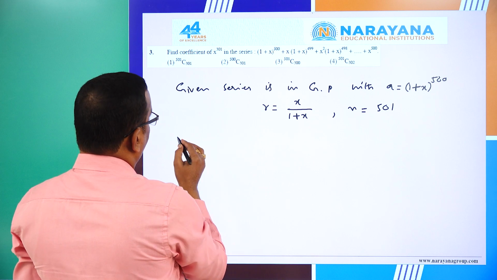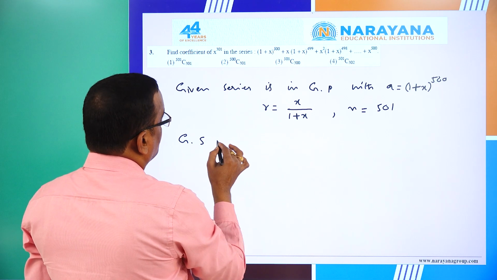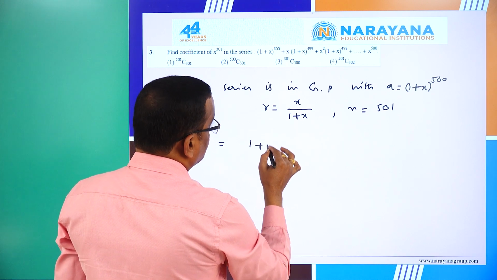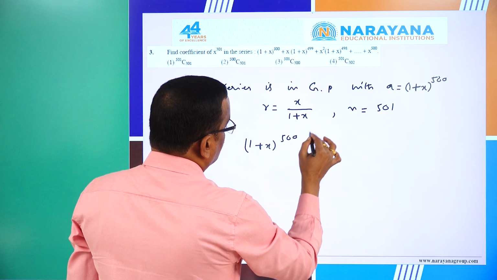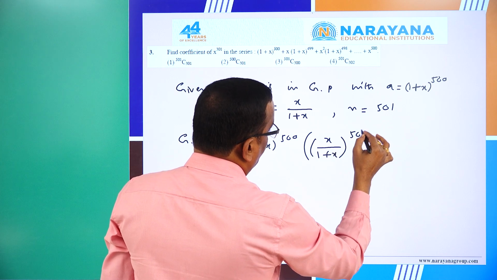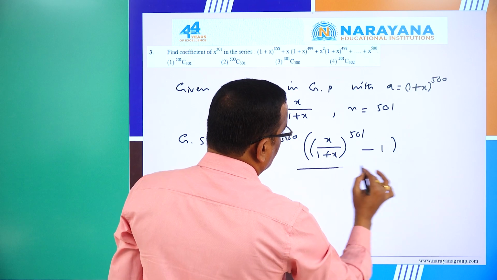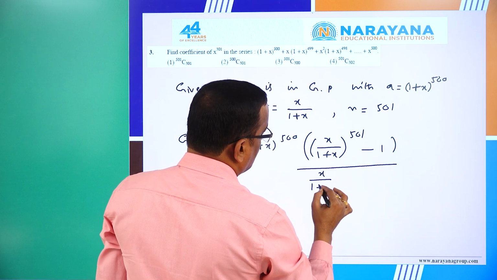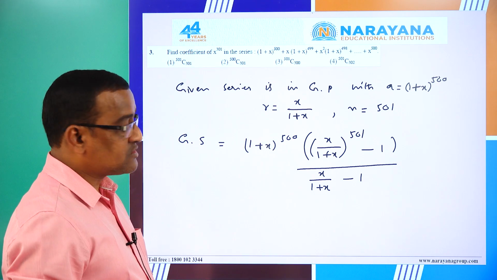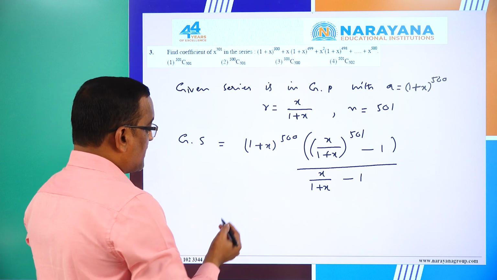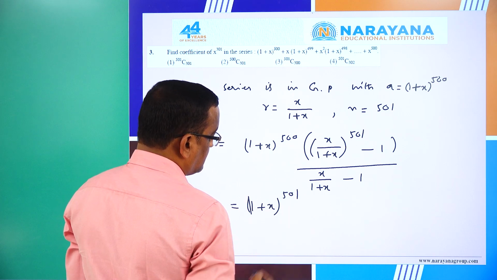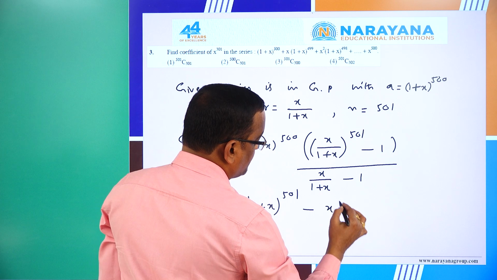Now the given series, sum to n terms in GP formula, a into (r^n minus 1) by (r minus 1). Here r is x by (1 plus x), and n is 501. If you simplify this, we get (1 plus x)^501 minus x^501.